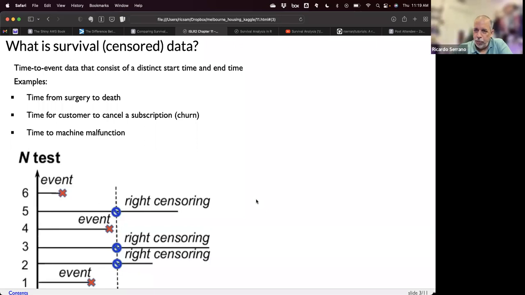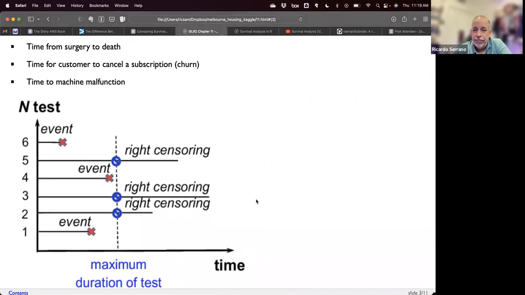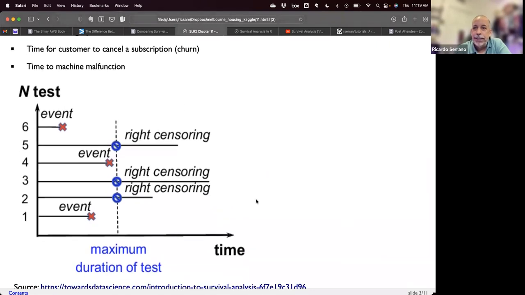Is there a time that we want to study, in terms of whether the surgery was successful or not? Okay. The example that I gave about the customers, you are going to see more of this theory applied to churning, which is the cancellation of the relationship of the customer with the company. Also, reliability studies, the time for a machine to malfunction. So those are some of the applications that we can see in survival or time to event analysis.